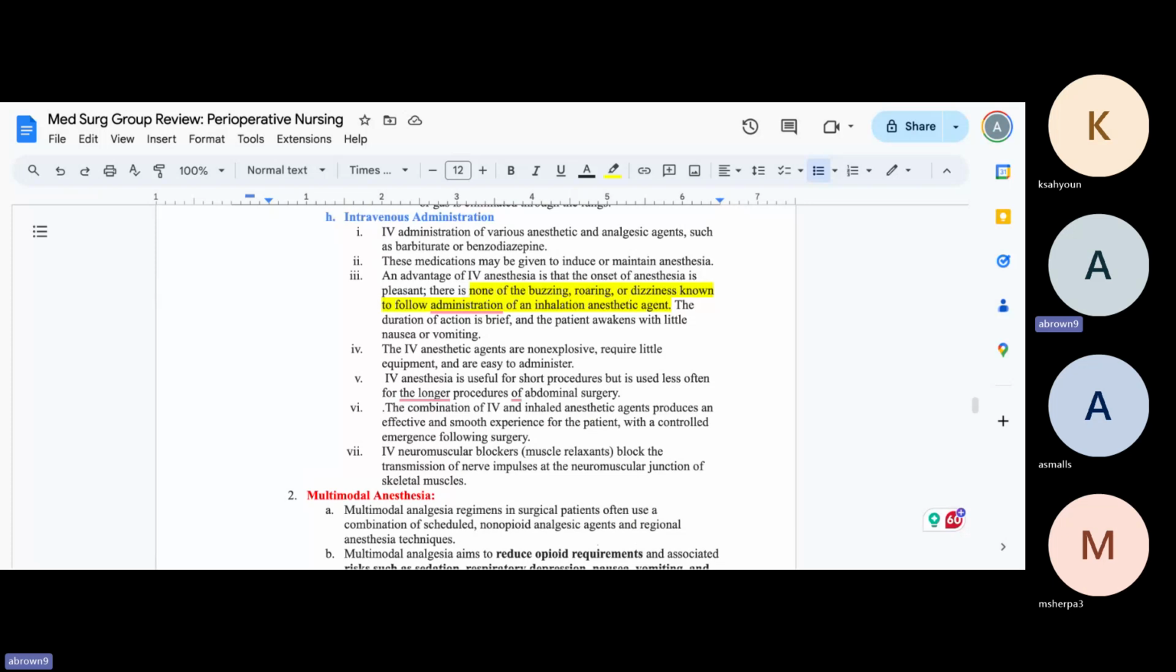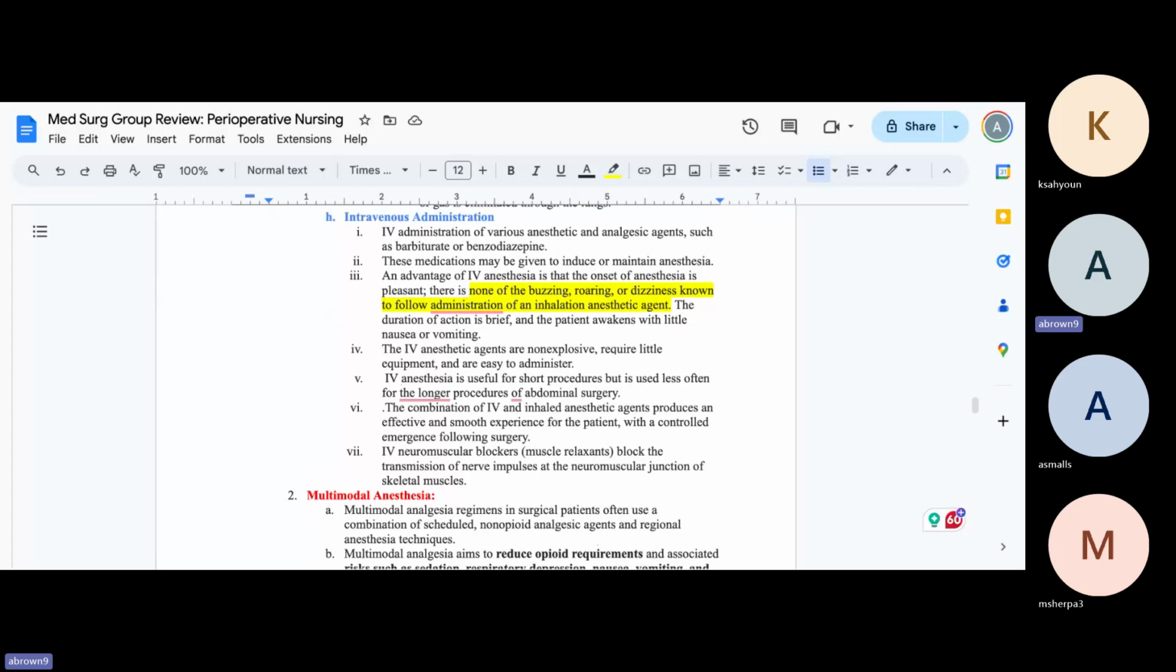So that's a little difference between the inhalation method and the intravenous method. With inhalation, they might have buzzing or roaring or dizziness, but with IV, they're most likely not going to have that. The duration of action is brief and the patient awakens with little nausea or vomiting. The IV anesthetic agents are non-explosive, require little equipment, and are easy to administer. IV anesthesia is useful for short procedures, but is used less often for the longer procedures of abdominal surgery. So if a patient's having abdominal surgery, they most likely will go with the inhalation method since it's longer.